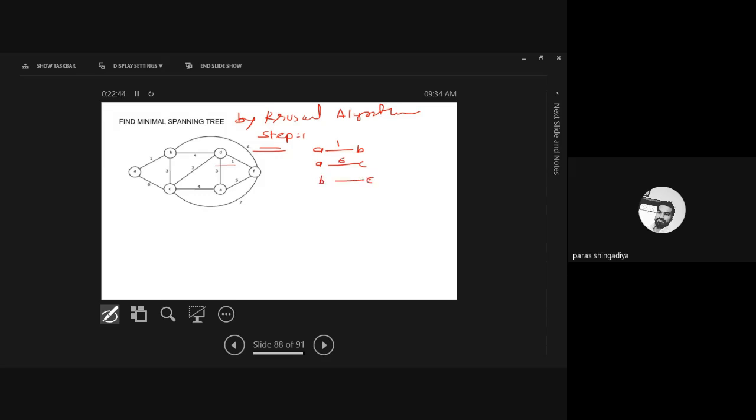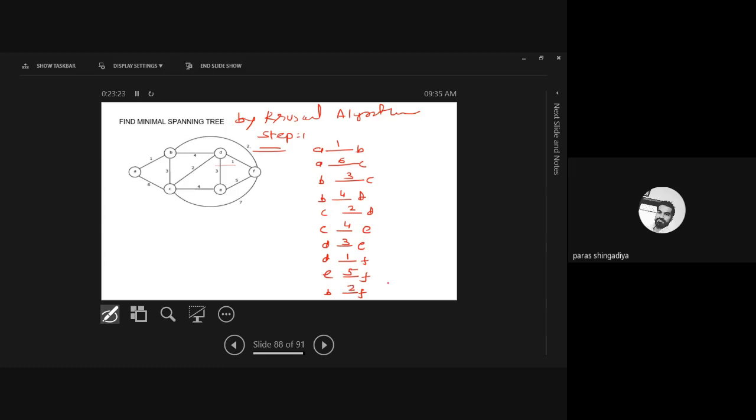B and C, that is weight 3. Then B and D, weight 4. C and D, that is weight 2. C and E, that is weight 4. D and E, that is weight 3. D and F, that is weight 1. E and F, that is weight 5. And then the last one is outside, B to F.